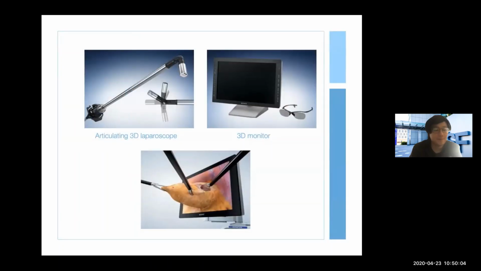A couple of things that can be very helpful. We have started using an articulating 3D laparoscope for these procedures.